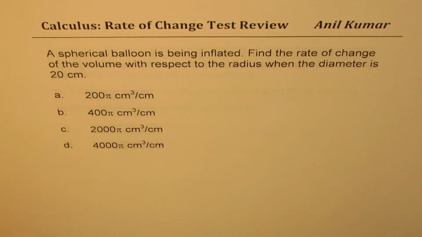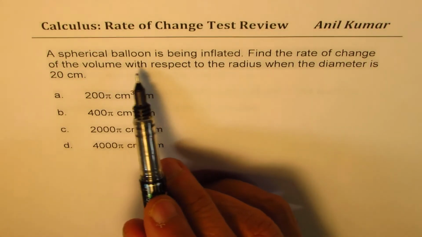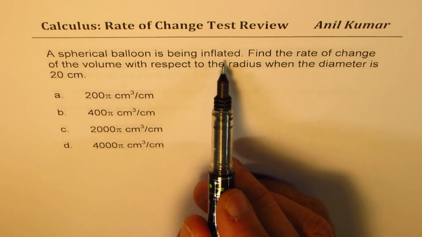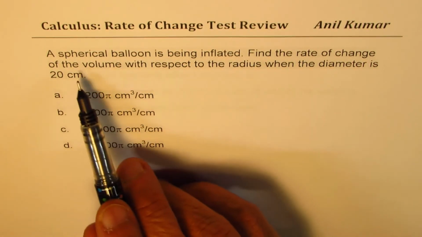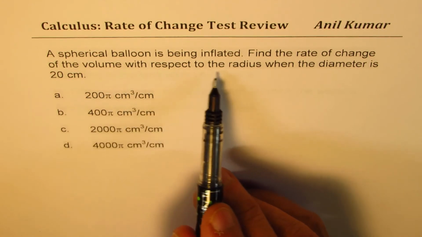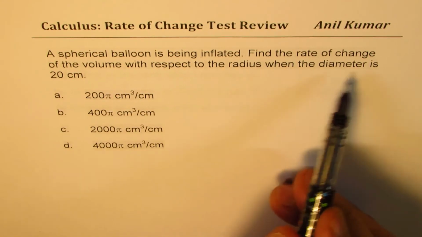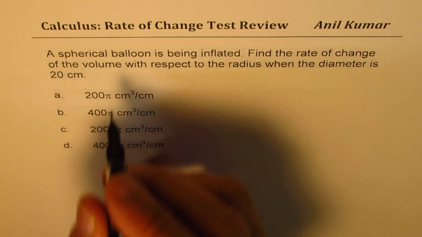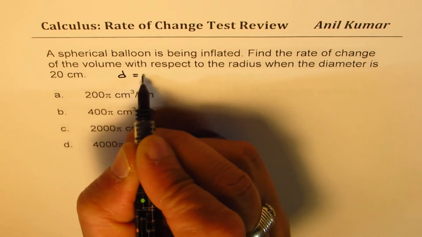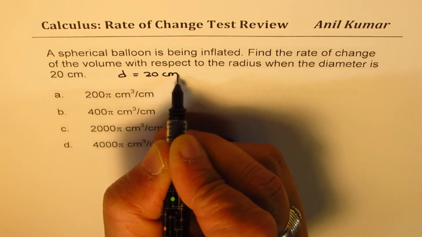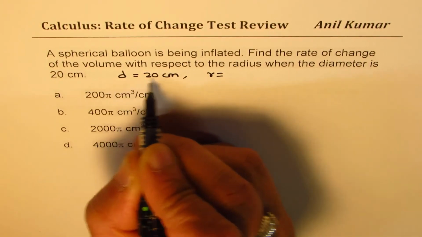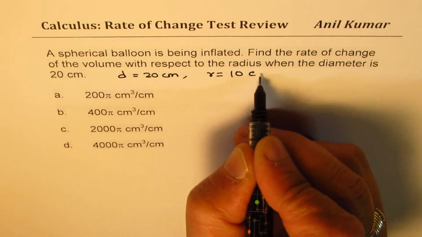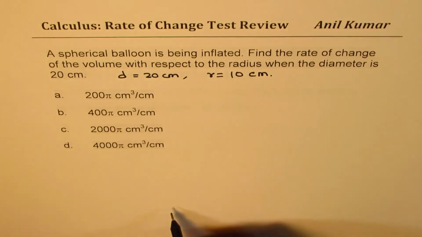The next question here is, a spherical balloon is being inflated. Find the rate of change of volume with respect to the radius when diameter is 20 centimeters. Now we are given diameter, so let's write diameter is 20 centimeters. How about radius? Radius is half of diameter, which is 10 centimeters, correct?